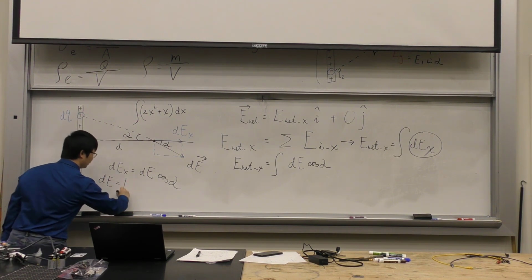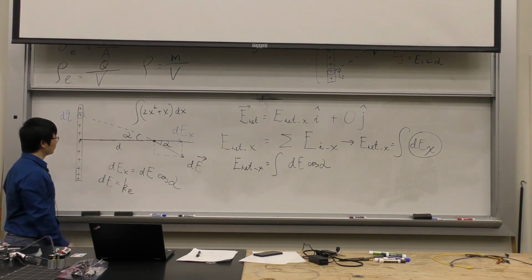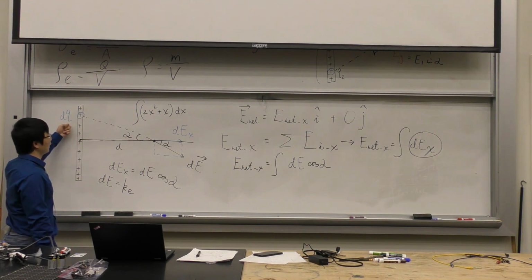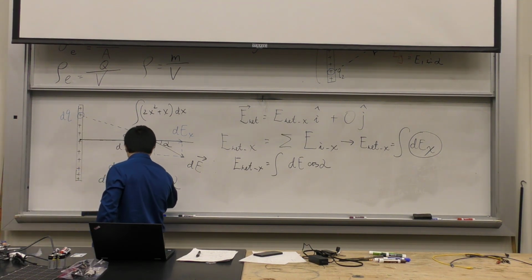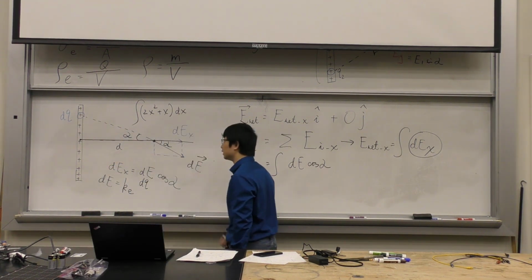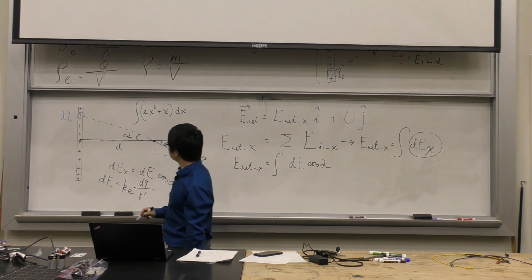Well, that's going to be Ke times the amount of charge. What is the amount of charge? dQ. Okay, I don't have a number. Let's use the symbol. It's going to be dQ, and it's positive, so I don't need the absolute value sign, divided by r squared. Okay, so what is this R?